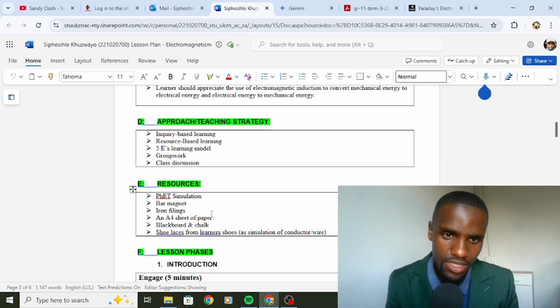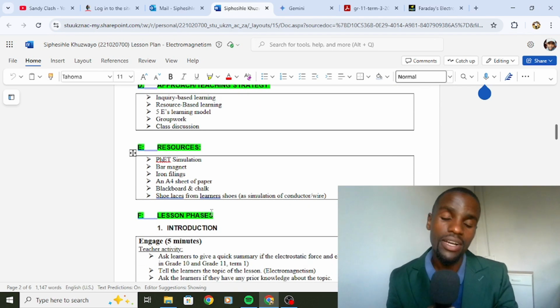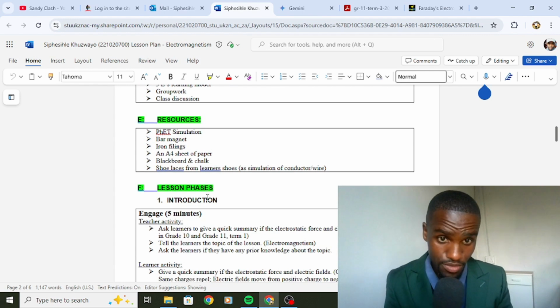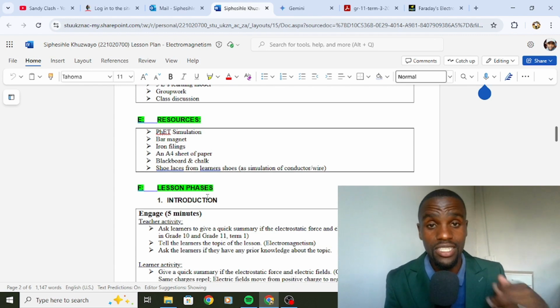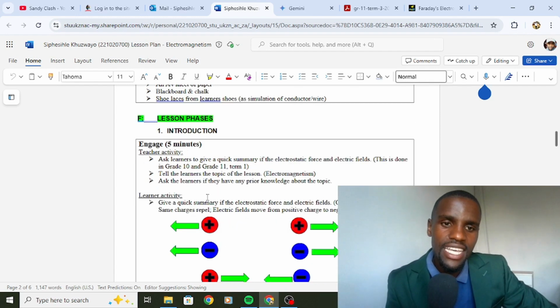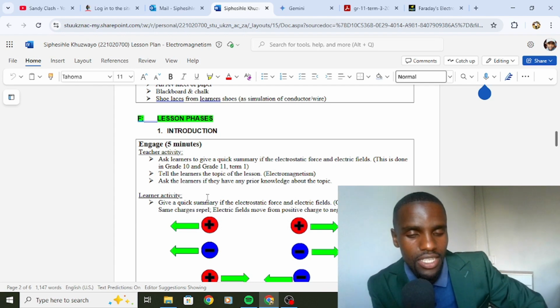I used inquiry-based, resource-based, the 5E's learning model, group work, and class discussion. The resources were a simulation, bar magnet, iron filings, A4 paper, blackboard and chalk, and shoelaces from the learners. I asked the learners to volunteer to take out their shoelaces so that I could demonstrate the coil around the solenoid. In the introduction, I used the engage stage of the 5E's.